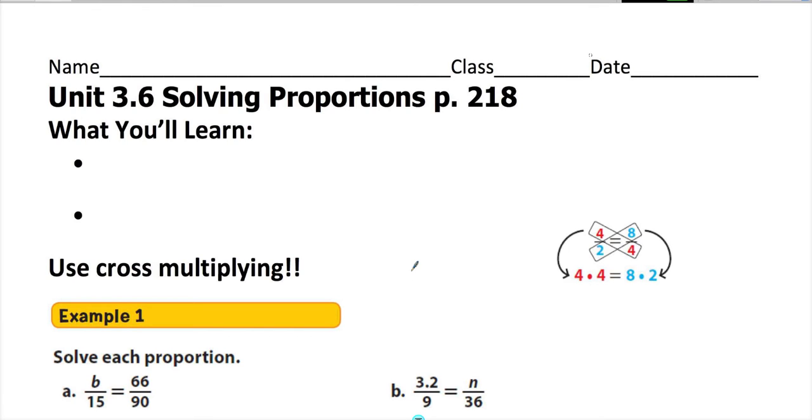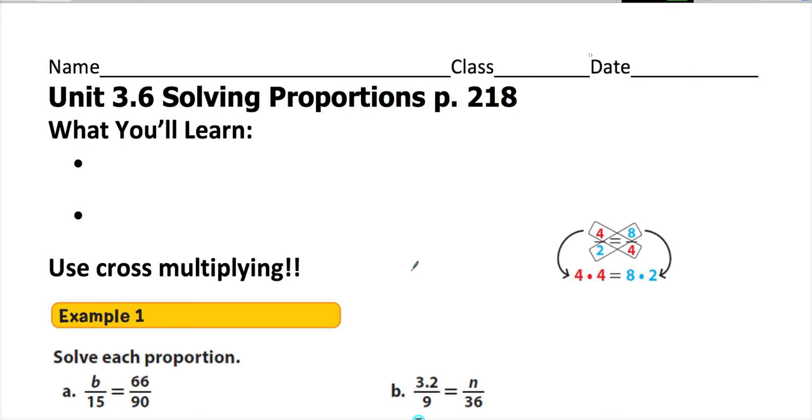So today we're going to look at 3.6. This is solving proportions and this is found on page 218 in the textbook. Okay, go ahead and put your name up at the top, your class hour, and today's date. And let's take a look and let's get started.